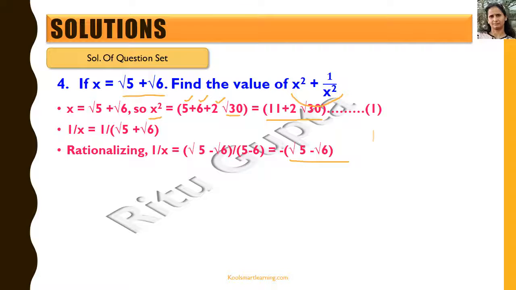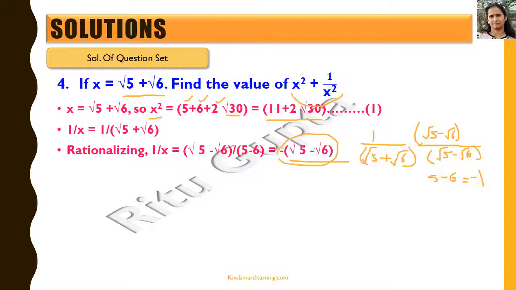So it's simple, right? 1 by, we have root 5 plus root 6. To rationalize, we multiply it with root 5 minus root 6 in the numerator and root 5 minus root 6 in the denominator. So in the denominator we get 5 minus 6, which is minus 1, and in the numerator we already had root 5 minus root 6, so we get minus, within brackets, root 5 minus root 6.